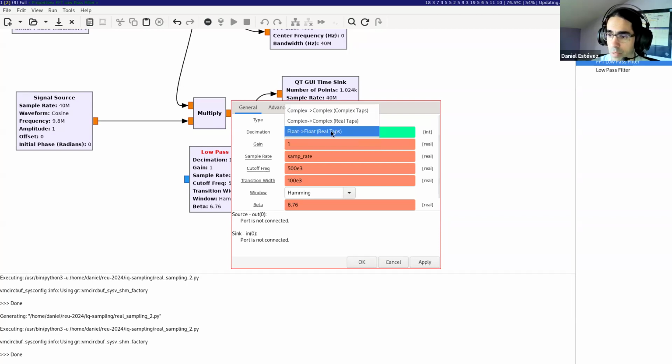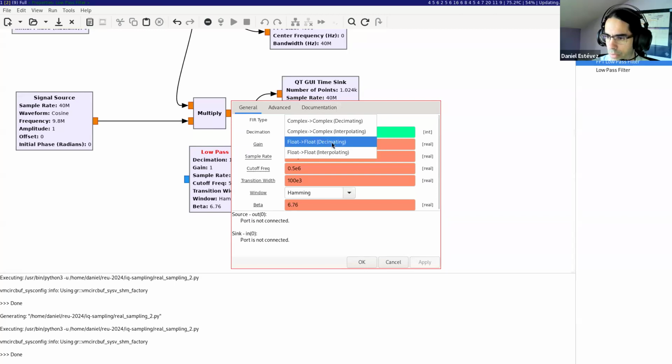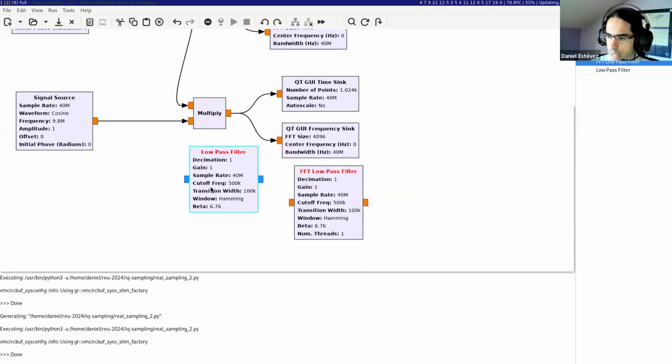So real taps. But in this case, we have a floating point signal, a real signal, and then there is no possible confusion with complex numbers. So both of these, and this actually has a decimating and an interpolating variant. I will explain what this decimation and interpolation is in some minutes. So FFT low-pass filter.